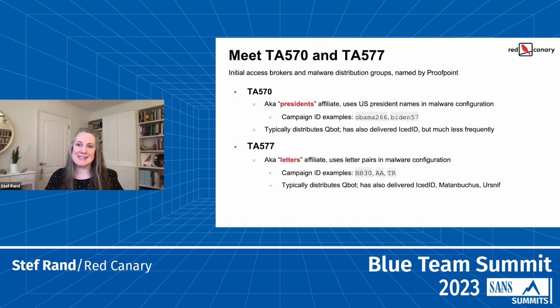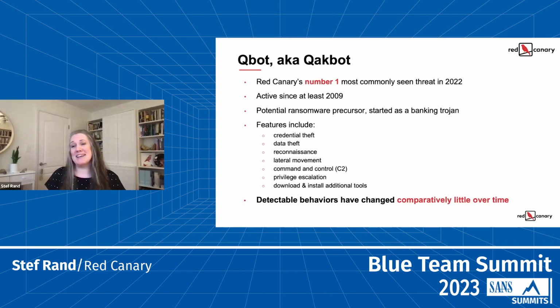TA577, also known as the letters affiliate, because they use letter pairs in their campaign ID configuration. They used TR for a long time, but as you can see, they've used others. BB30 is one of the more recent examples. They typically distribute Qbot, but they've also delivered several other malware families. So again, if we can detect their initial loaders, then we'll be able to prevent, or at least hopefully get a lead on responding to some of this other activity. Because some of these threats, like Qbot, are very fast acting and high risk.